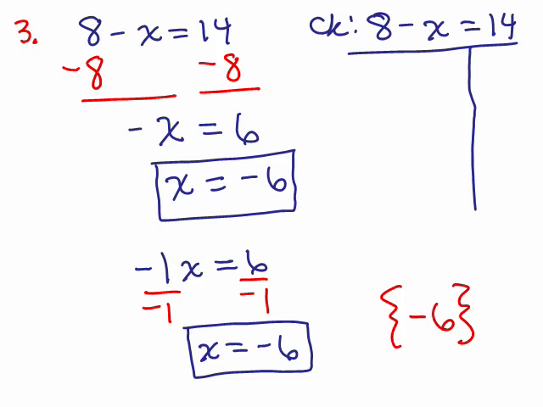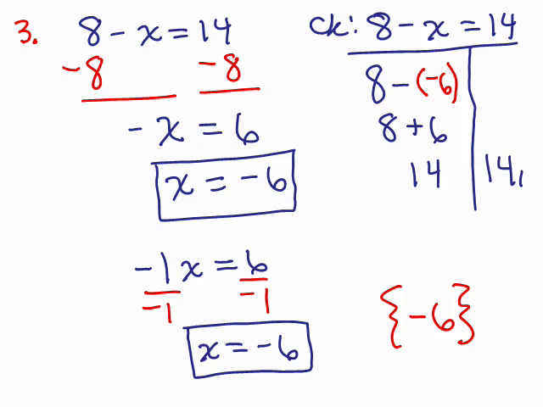So we go back up to the original problem, and we're going to plug in not 6, but -6 for x. Be careful that if the answer is -6, you just don't write 8 minus 6. If you did put just 8 minus 6, you would get 2, and 2 doesn't equal 14. So 8 minus -6 means 8 plus 6, which is 14. Now, on the right side, I got 14, so I've checked it. So the solution is -6, and it checks.